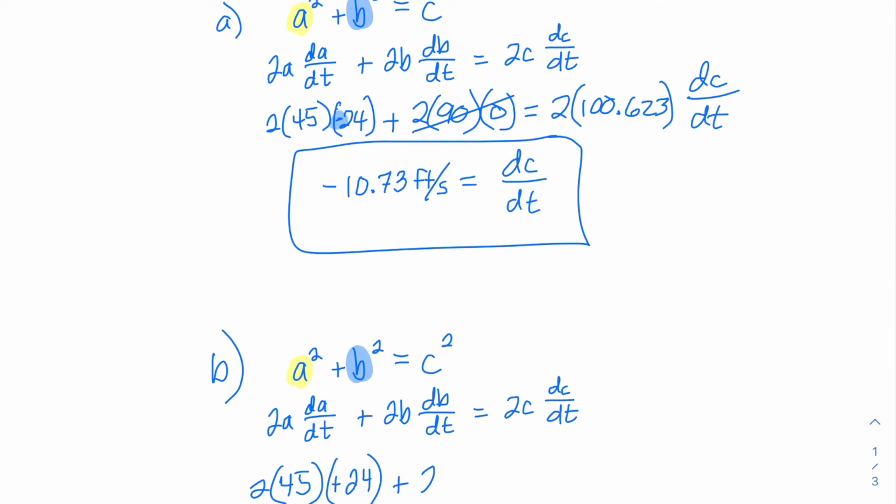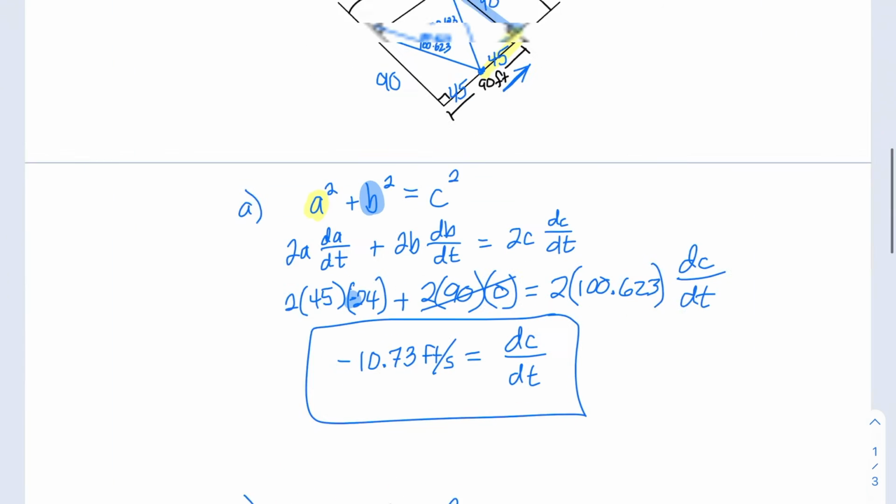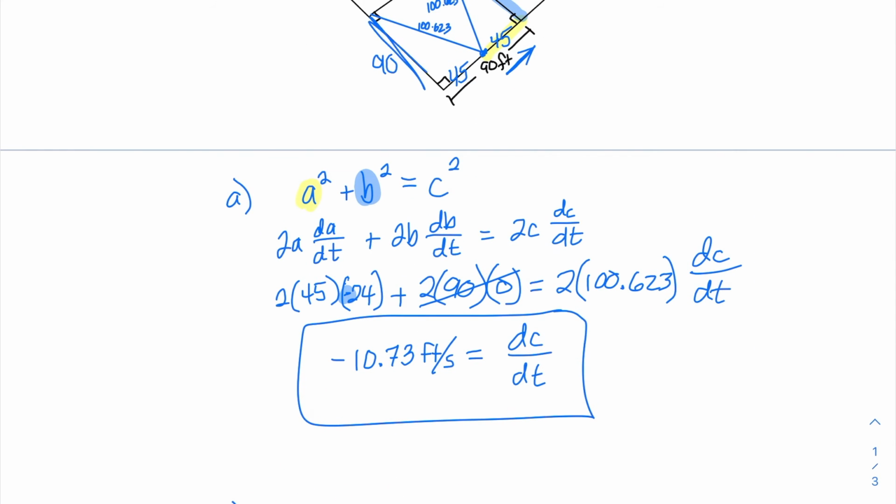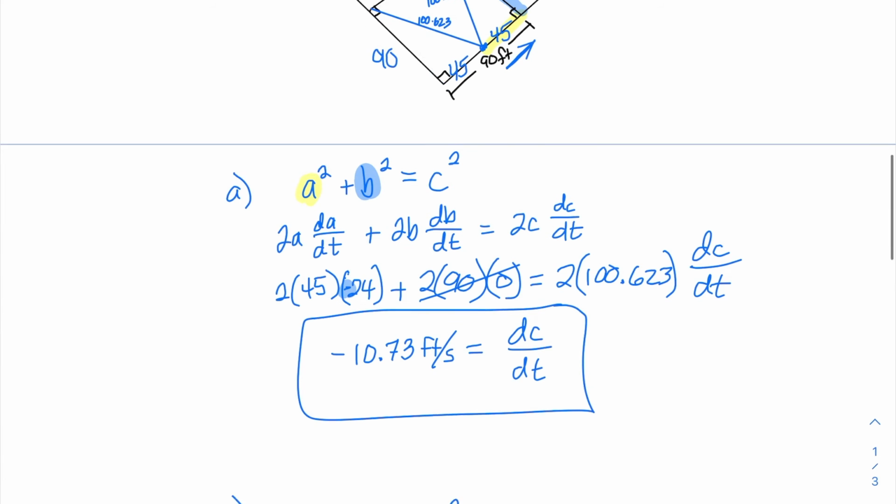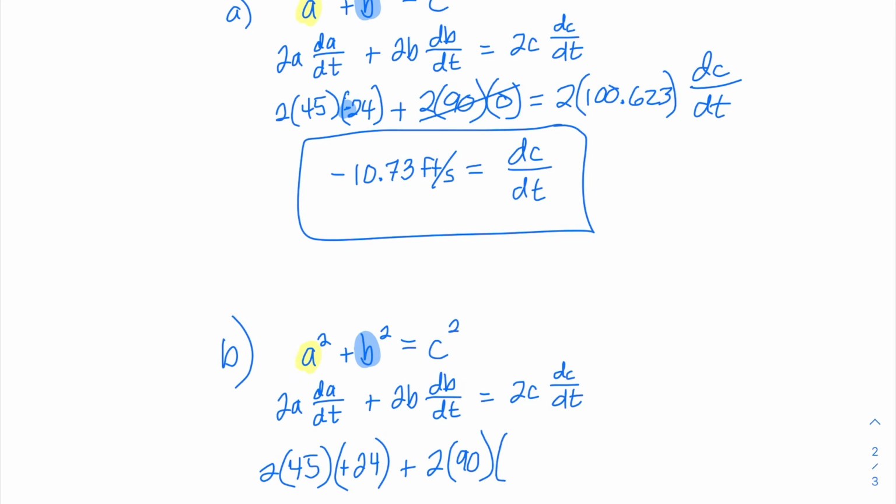So we have 2b, so it's going to be 2 times 90. dB/dt is not changing, right? So here, even though we're looking at the third base line, we can see that that value over there is still going to be a consistent 90. And then that means the change is 0. And we have 2 times 100.623.